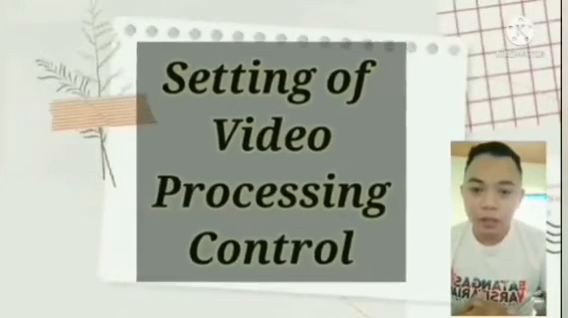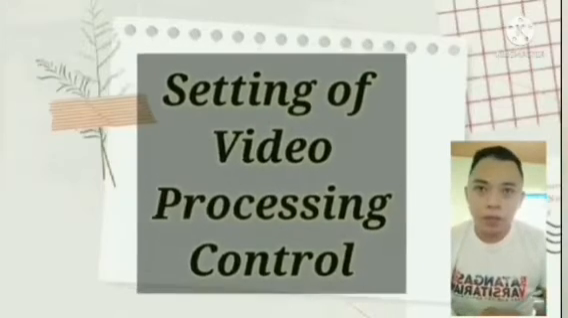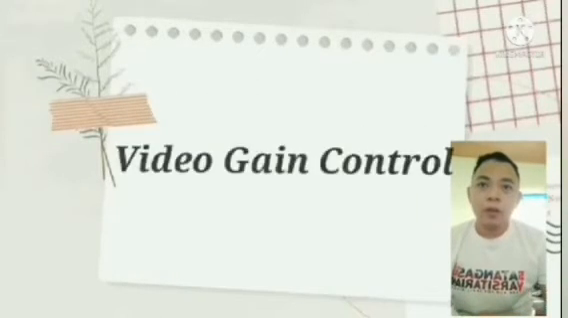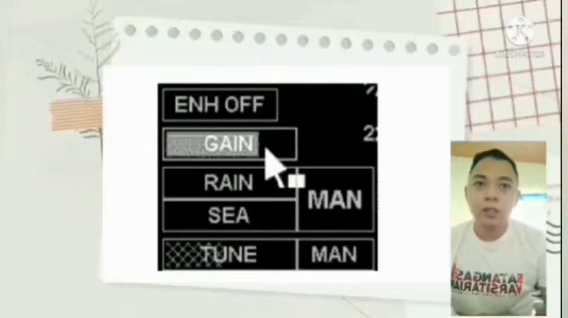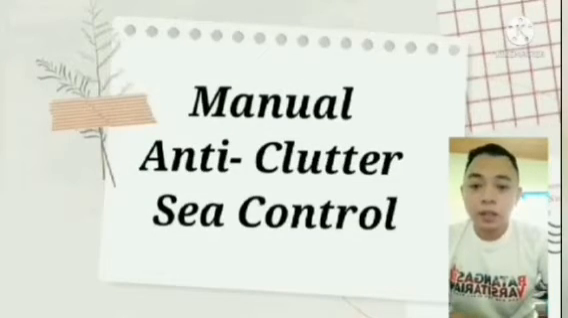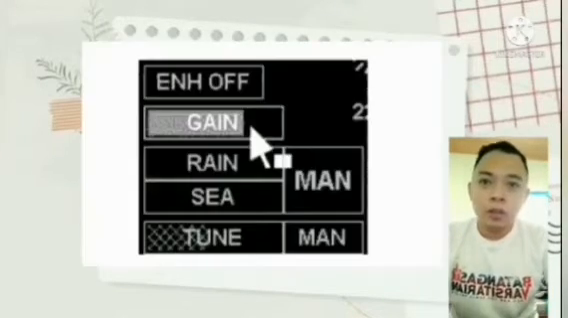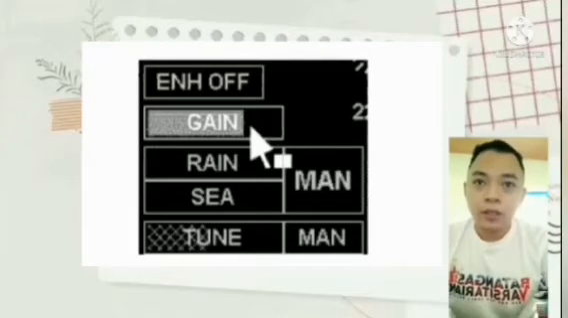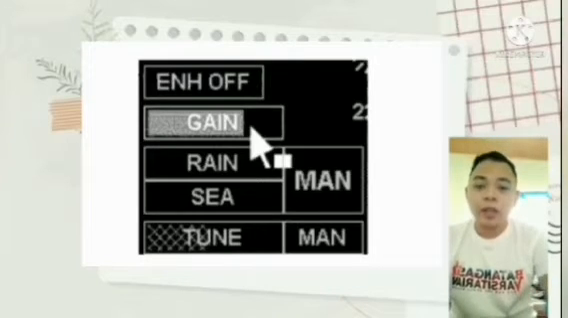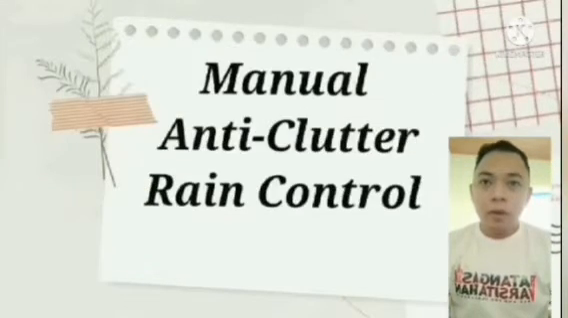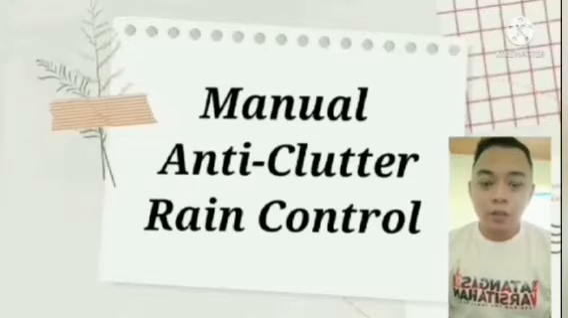Video processing control, video gain control. Always adjust the gain settings while on longer range scales of 12 or 24 nautical miles. Manual anti-clutter sea control. Use the anti-clutter sea control to reduce sea clutter to an operational level where some residual clutter speckle is present. Manual anti-clutter rain control.